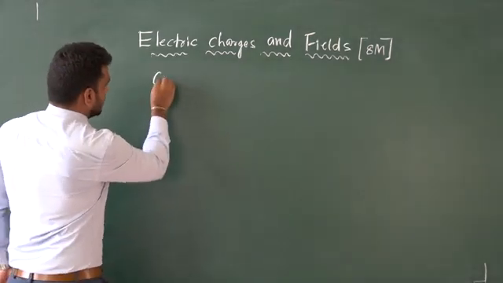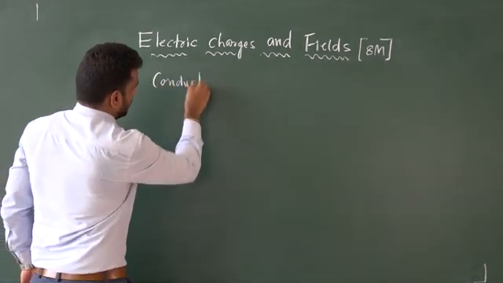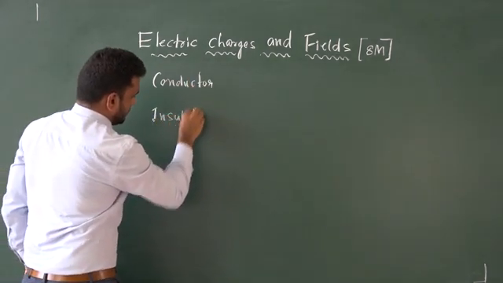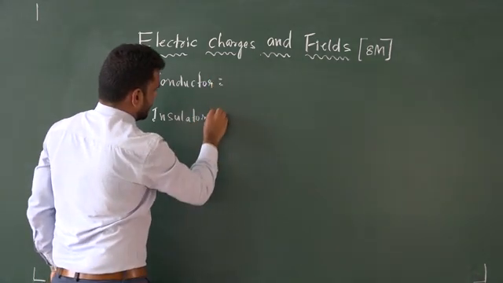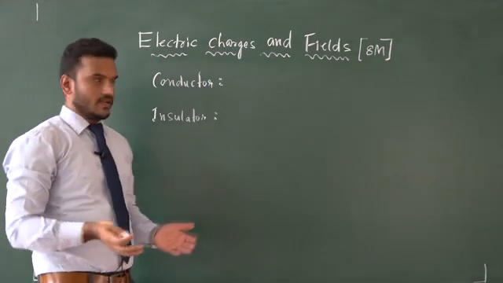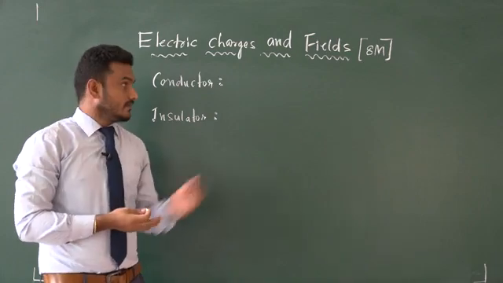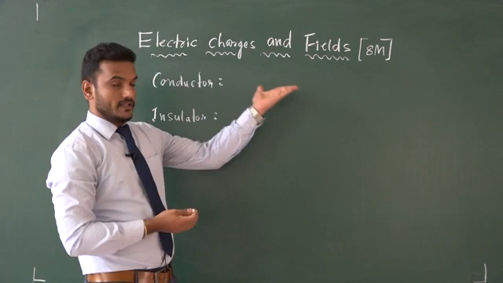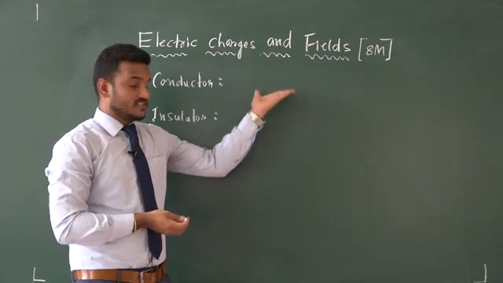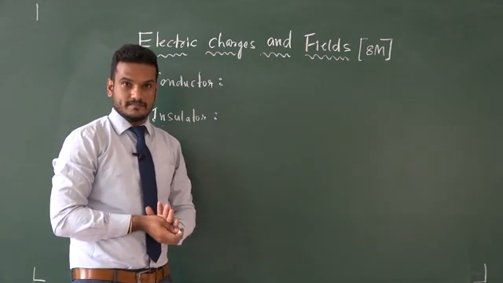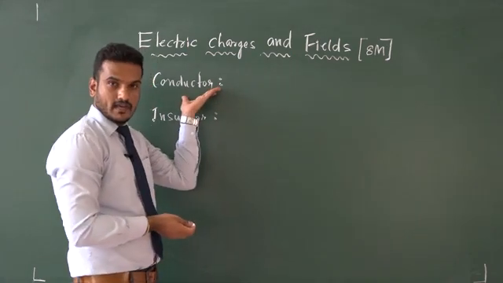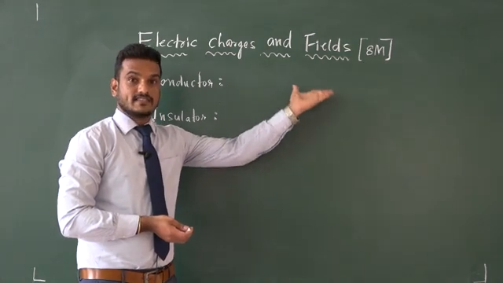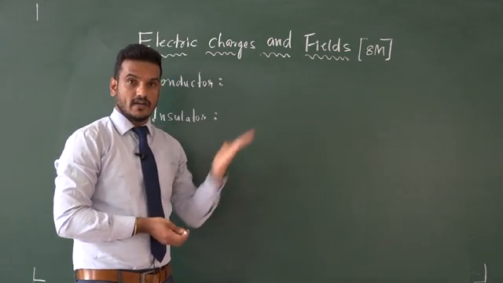Now let me discuss conductor and insulator. I hope you are very familiar with conductor and insulator. Conductor, what exactly is a conductor? The substance through which electric charge can flow easily is called a conductor. I repeat, the substance through which electric charge can flow easily is called a conductor.